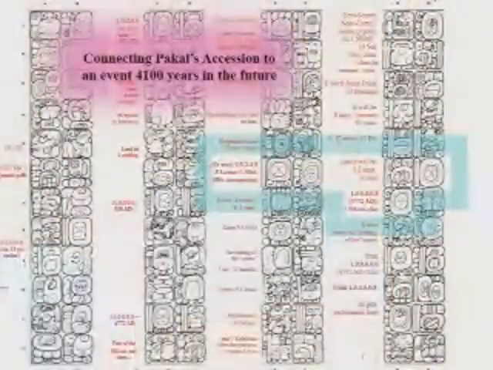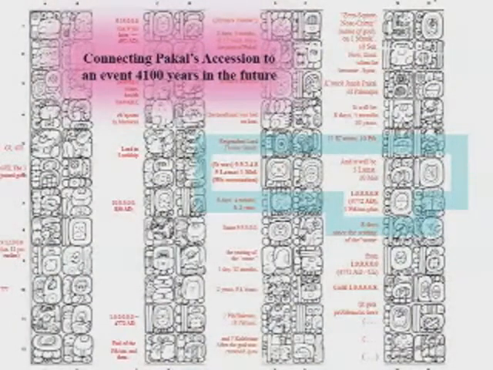Can you see if I use a little arrow? Like that? This is the date of the coronation of Piccol in the year 613 AD. And here's the same date. And it happens to fall 8 days after a period ending that's like 100000. This is a 6-digit number in base 20.